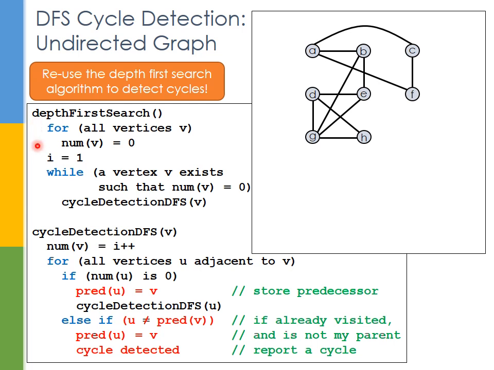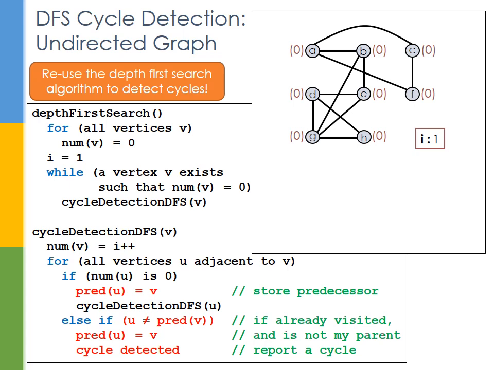So to begin with, we execute this for loop. This for loop iterates over all of the vertices in the graph and sets the number for each vertex to 0, as you can see over there. We also have this global count variable i, and its initial value is 1. We then enter this loop over here. So this loop iterates over all of the vertices that still have a number that has a value of 0. Now, if we look at this graph, we can see that every vertex has a number of zero.